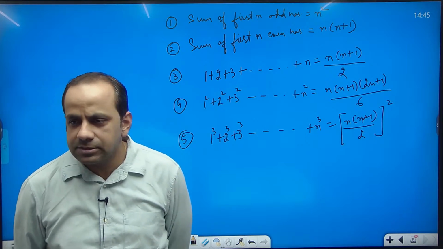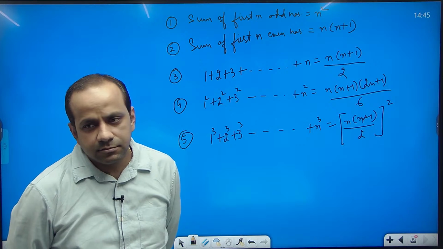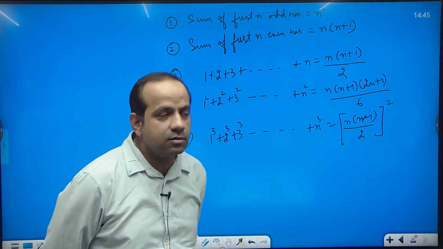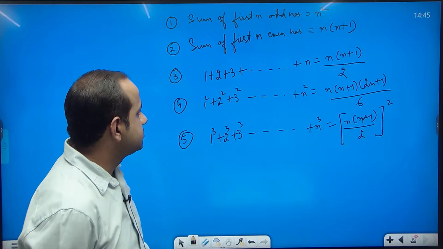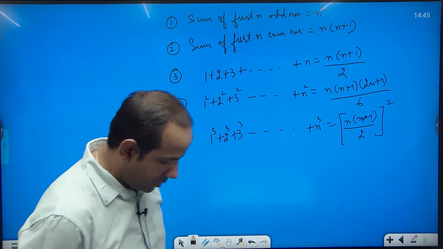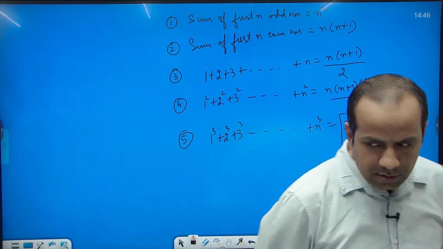How many composite numbers are there from 1 to 100? 74. We will not count 1 and prime numbers. Okay. One more thing.